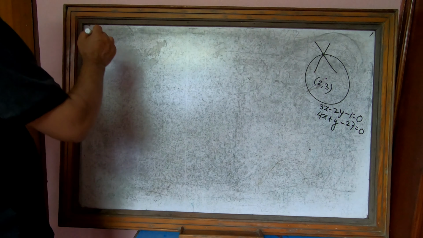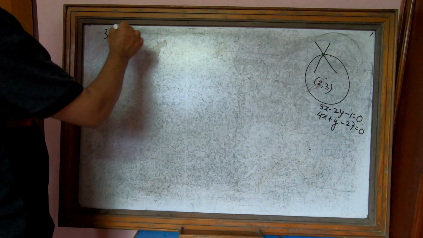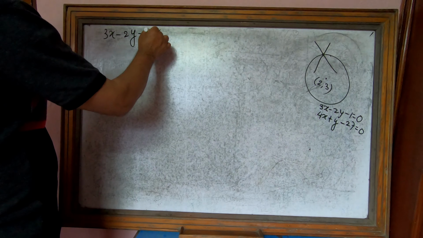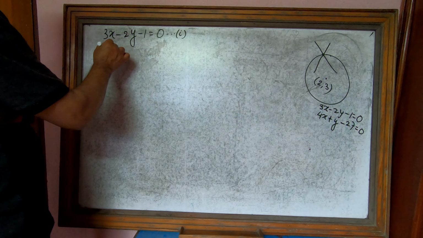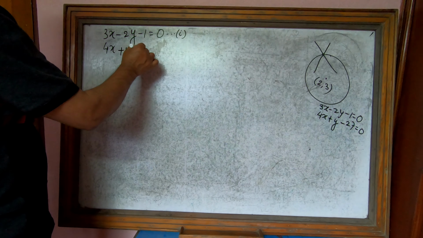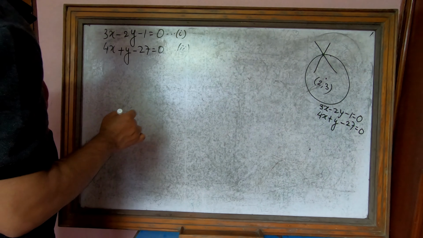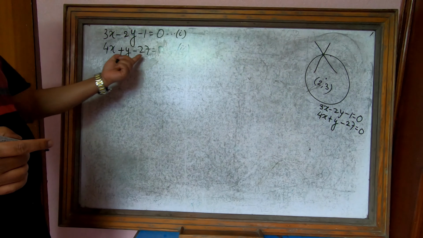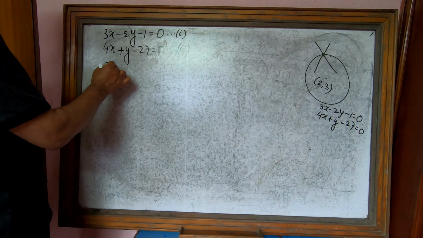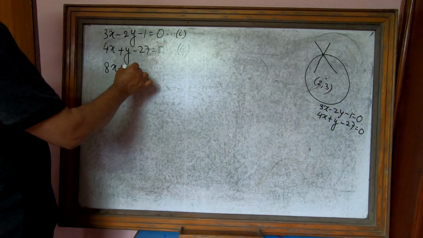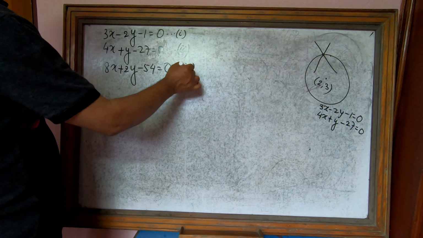Their equations are 3x minus 2y minus 1 equals to 0, and 4x plus y minus 27 equals to 0. No formalities, I will simply solve it. Multiply this equation by 2. Okay, multiply this one by 2. This will become 8x plus 2y minus 54 equals to 0, which will be equation number 3.